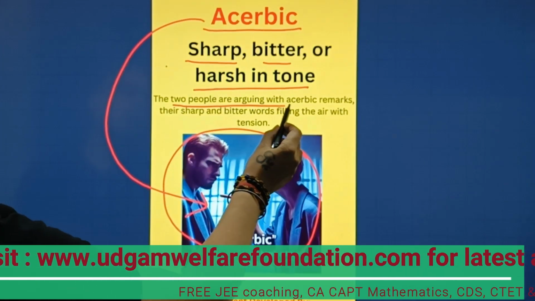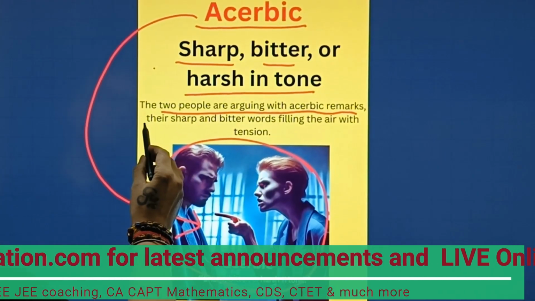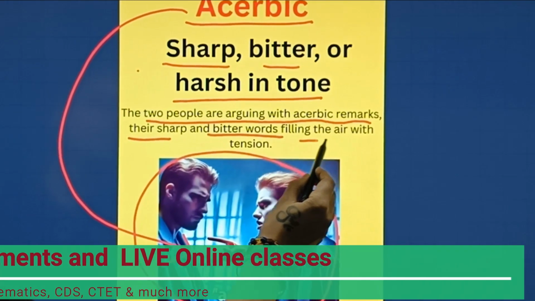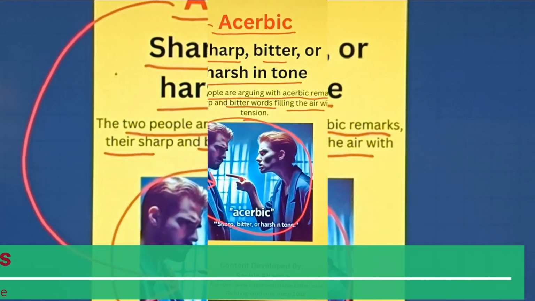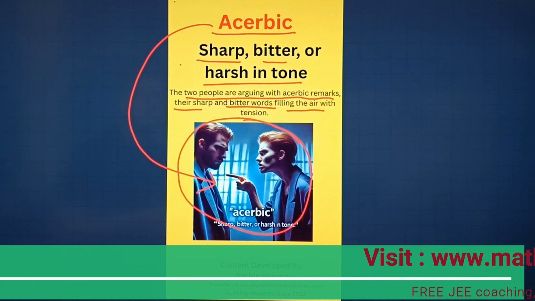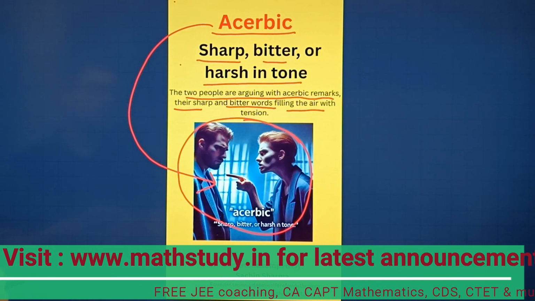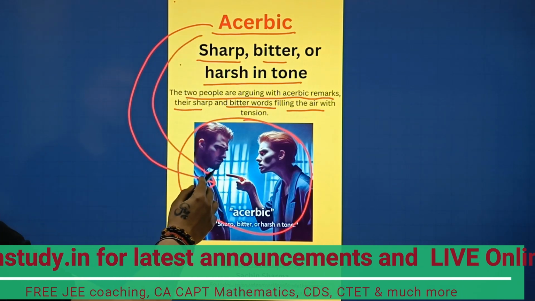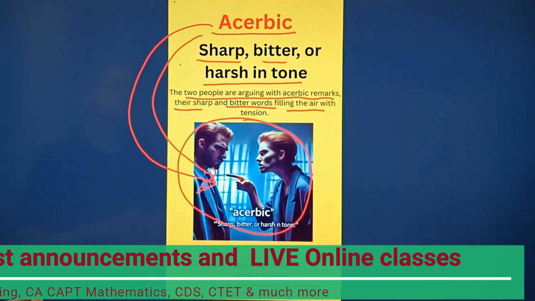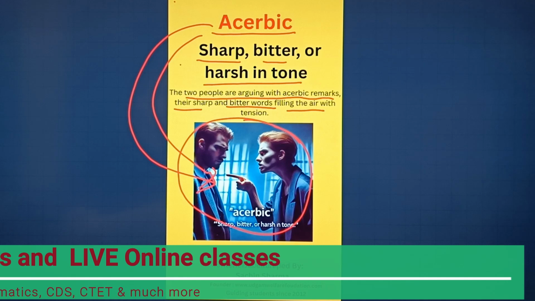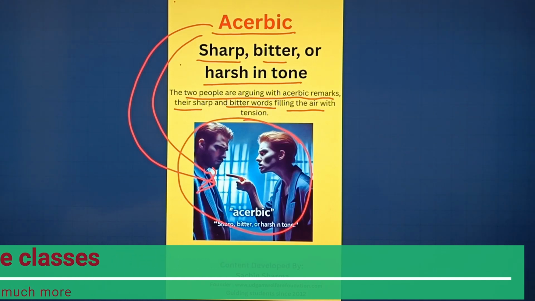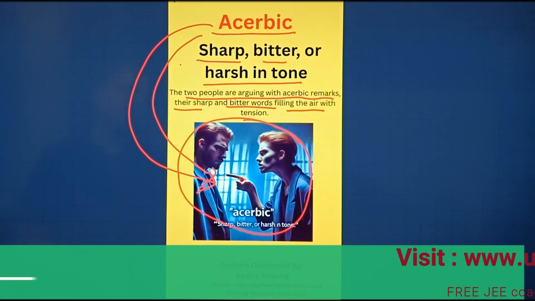The two people are arguing with acerbic remarks, their sharp and bitter words filling the air with some tension. Now how you are going to memorize this word acerbic is, you can simply link this particular word with this picture where two people are having an argument which was sharp, bitter or harsh in tone. Now let's move towards our next word.